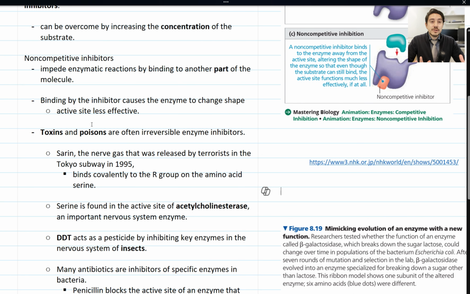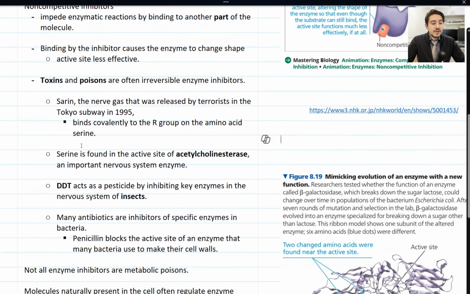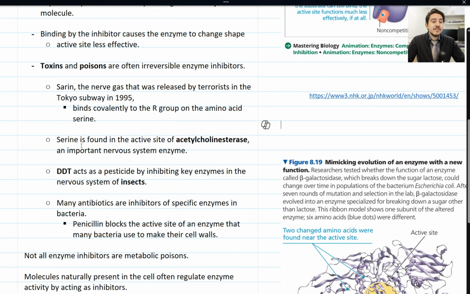Some examples of these are toxins and poisons, which are often irreversible enzyme inhibitors. Sarin, a nerve gas that was unfortunately released by terrorists in the Tokyo subway in 1995. They released this gas on a train, which did this type of reaction there.